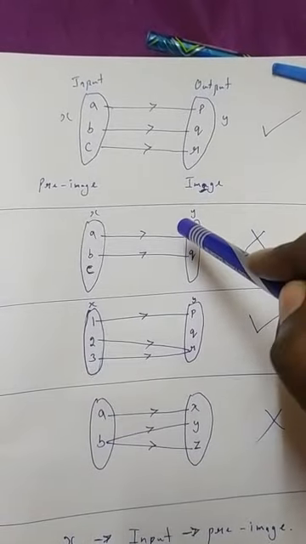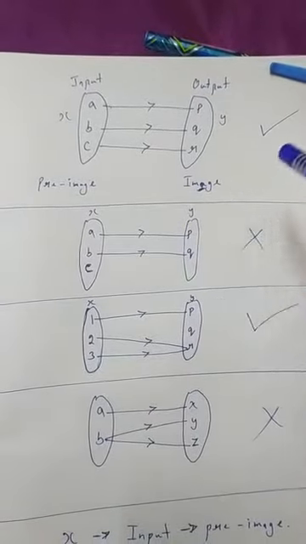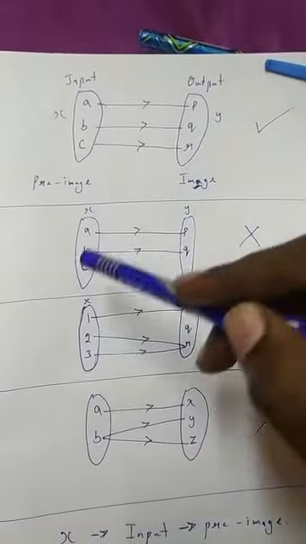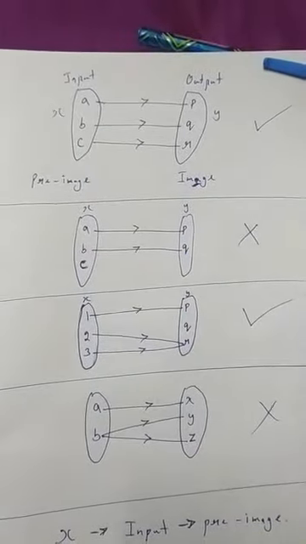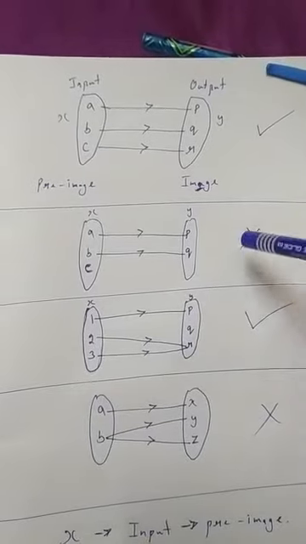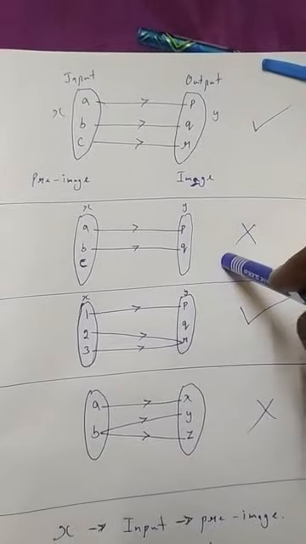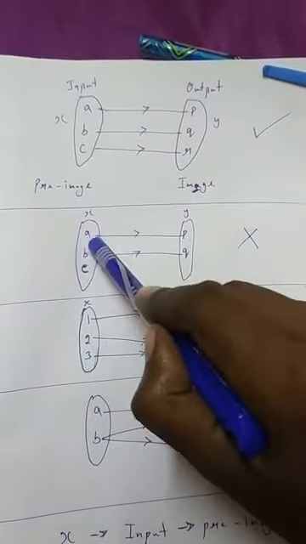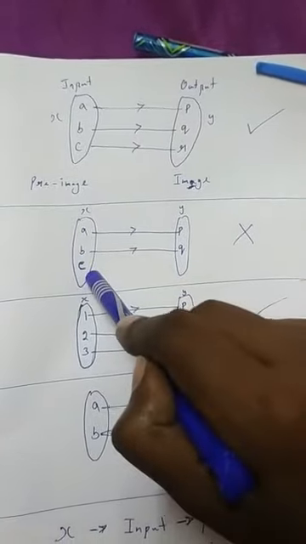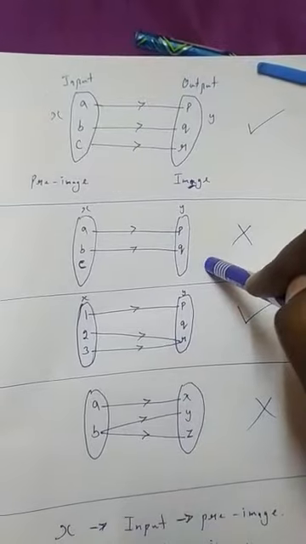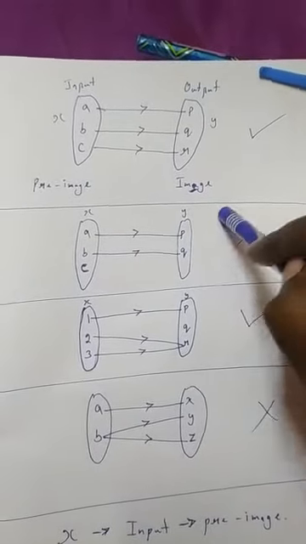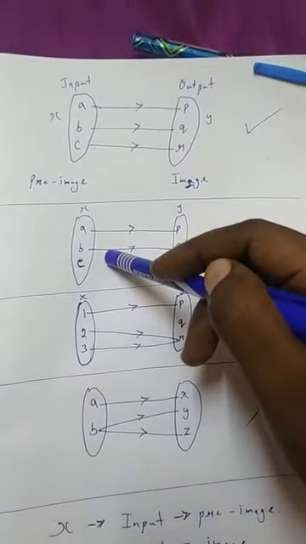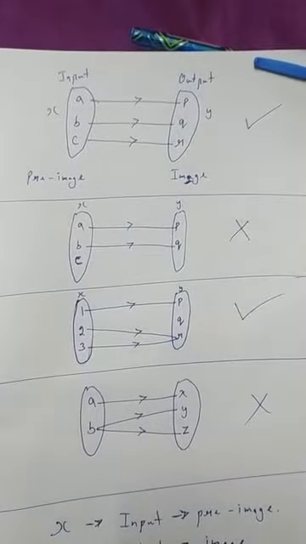So, if the two conditions are satisfied, that is, all the elements in the domain must have image and the images should be unique, then only it is a function. Otherwise, it is not a function. If you look at this, A has an image and B has an image, but C doesn't have any image. Therefore, it is not a function. The first condition itself is not satisfied. So it is not a function.